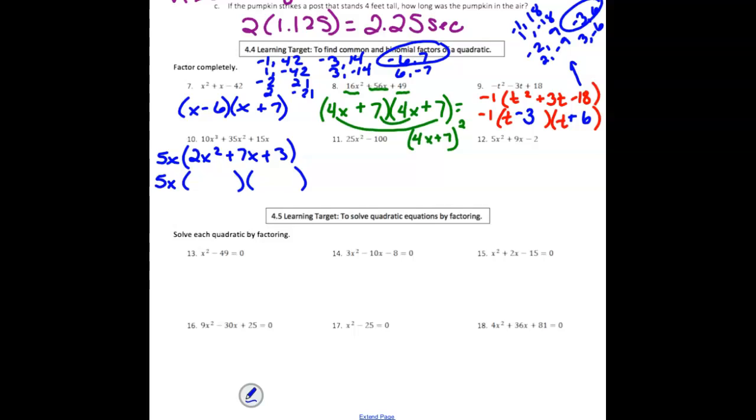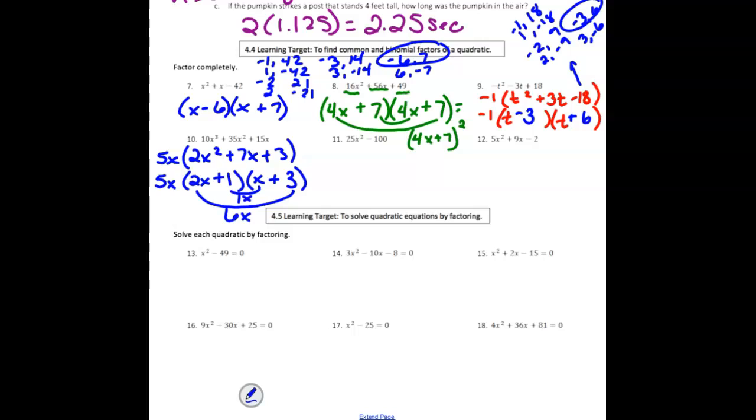So our 2x squared, we'll think of splitting it as 2x and x. To get a 3, our only combination would be 1 and 3. And we're trying to make a 7. So if we put the 3 on the outside, we get 6x for outsides and 1x for insides. And that would add up to the 7 in the middle. So our answer would be a 5x, a 2x plus 1, and an x plus 3.